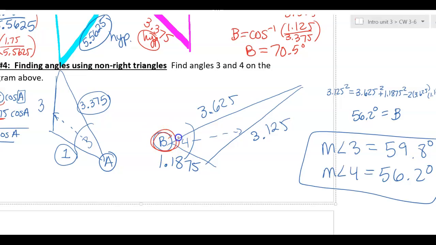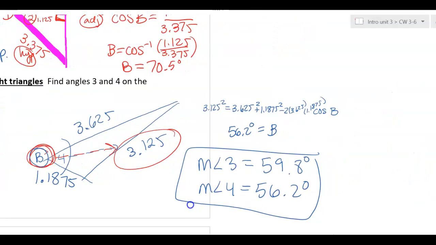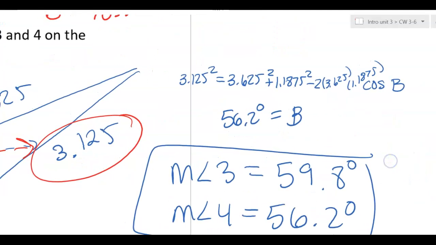If we're trying to find this angle right here, it's going to have to be in our equation, and the side across from it is 3.125. So when you go to use that law of cosines formula, if you want to see this angle in your equation, you want to see the 3.125 as the number on the other side of it. And then the other side lengths can fill in these values here. Okay. When you solve this equation, we get that angle B is equal to 56.2.